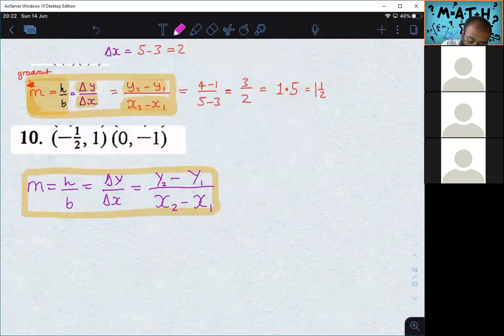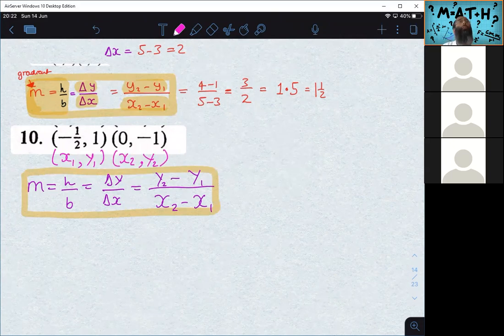So can you tell me which ones x1, x2, y1, y2, where are they? X1 would be minus 1/2. Excellent, and then? X2 would be 0. And then y1 would be 1. Correct. And then y2 would be -1. Correct. Okay, fantastic. Let's move over to Layla.